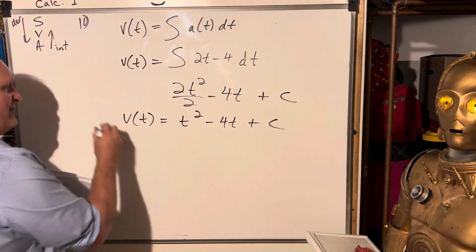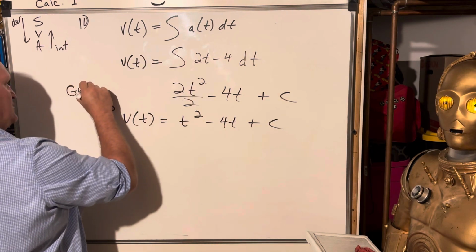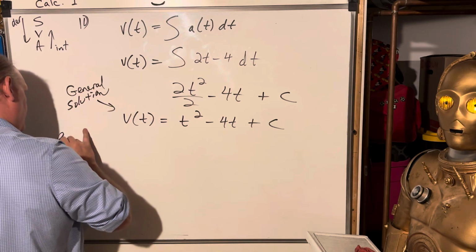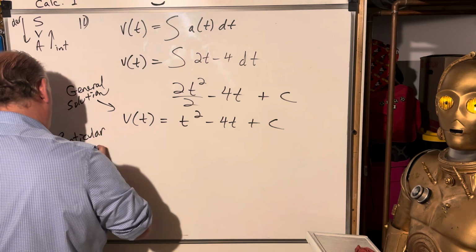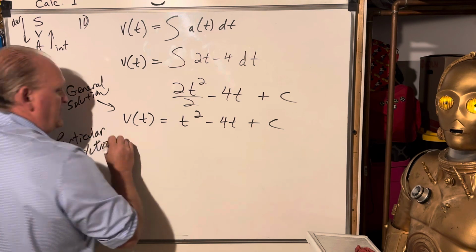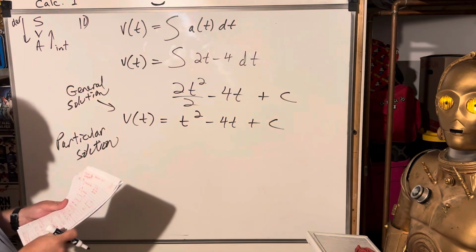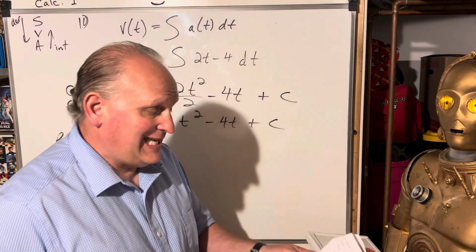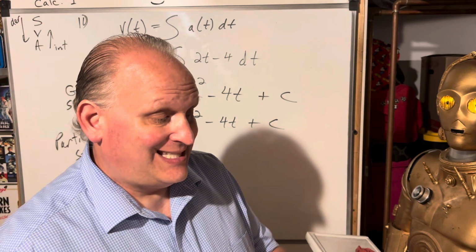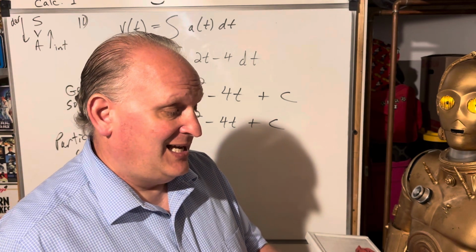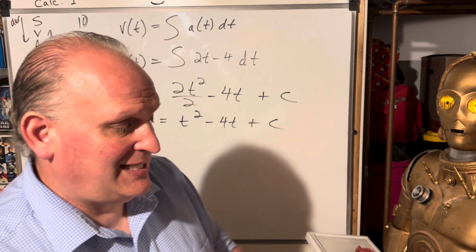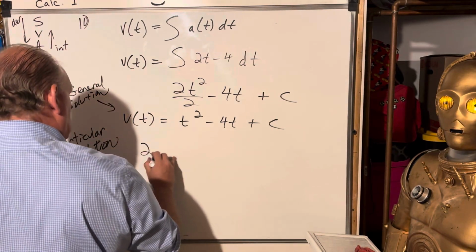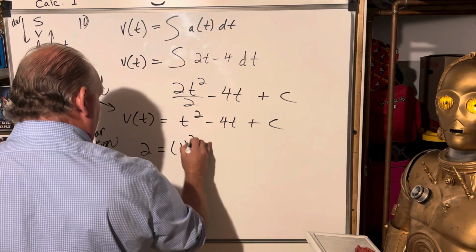Okay, so we have that. That is the general solution. We want the particular solution, which means we need C not to be just a letter, we need that to be a number. And we couldn't find that unless they gave us more information, which they did. They said the velocity is 2 meters per second at t equals 1. So I know this is big fat 2, and this is big fat 1.